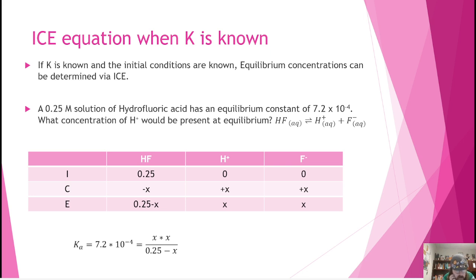So how much must this dissociate? Well, we're going to assume there's essentially 0 and 0. So 0.25, all the H plus and all the F minus are coming from HF. So 0.25 minus X is going to be our E for there, and 0 plus X is just going to be X. So setting up our K expression, X times X over 0.25 minus X is equal to 7.2 times 10 to the negative fourth.